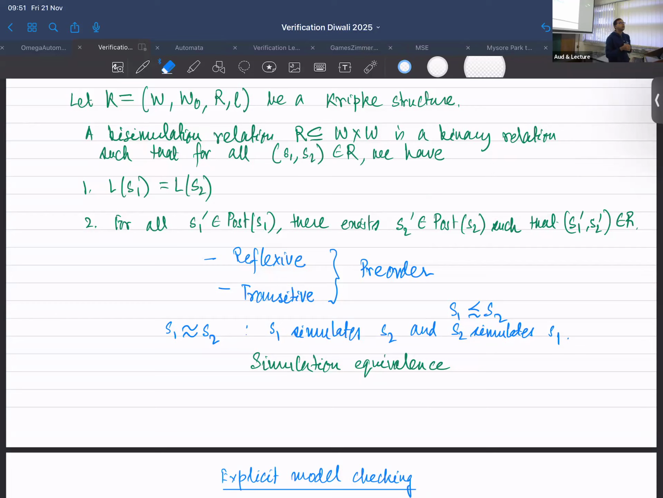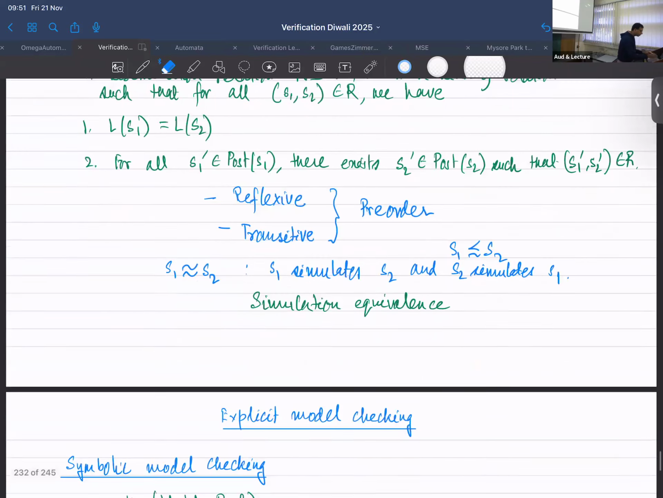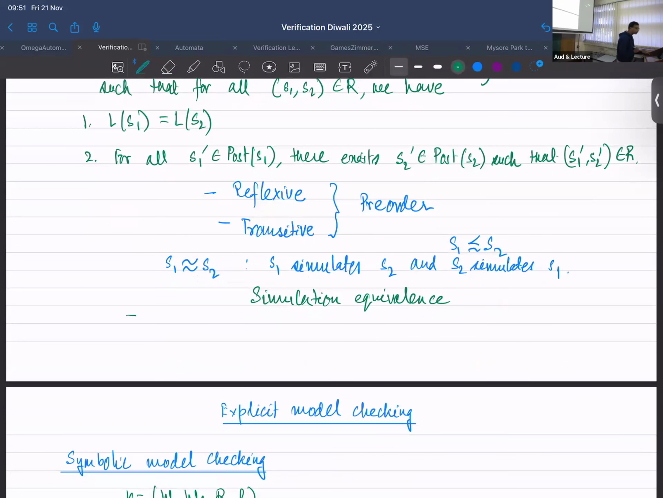Now, suppose S1 and S2 are bisimilar. Is it the case that they are simulation equivalent, and vice versa? We have talked so far about three kinds of equivalence relations. What are the three equivalence relations? Can you tell me? Trace equivalence. Then bisimulation equivalence, or bisimilarity. Yeah, okay. And then simulation equivalence, right?